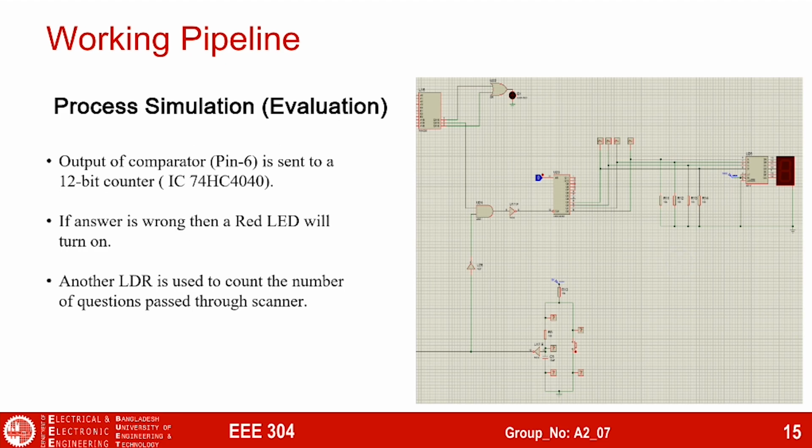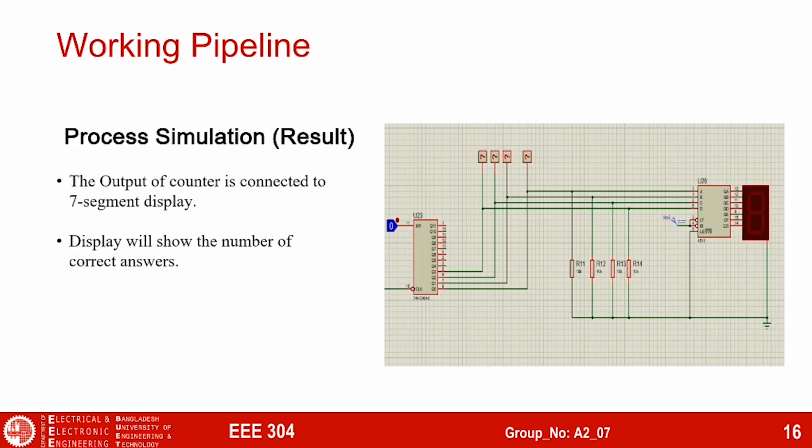If we go back to the evaluation part again, we can see an LDR scanner at the bottom. This scanner is used for scanning the number of questions that have been passed through the scanner. This LDR scanner's output will be connected to another counter, which will count the number of questions, and that will be shown using 3 LEDs. And finally, we can see that the output of the counter is connected to a 7 segment display, which will show the amount of correct answers.